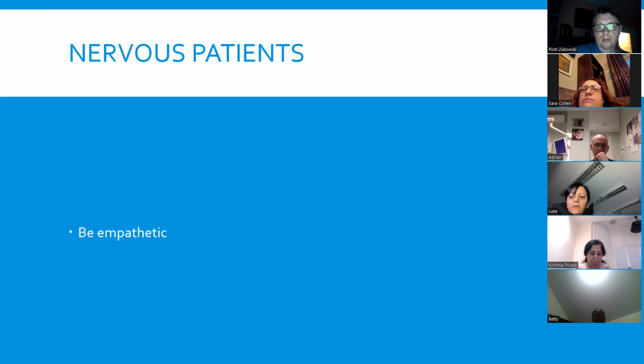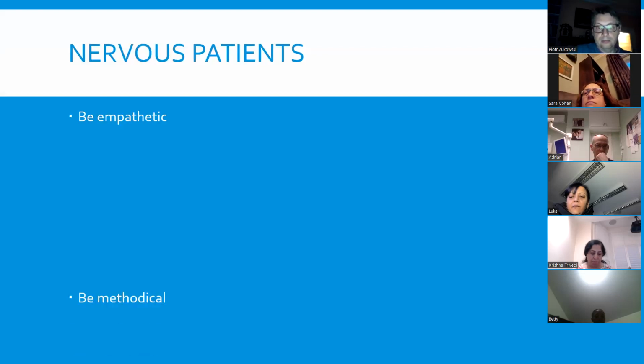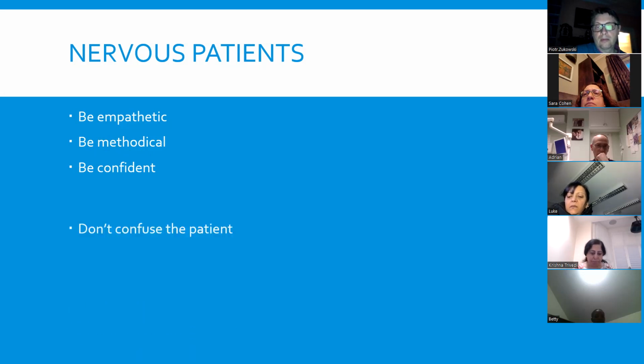So how do we treat nervous patients? We all do it. We all know how to do it. But just some points. Be empathetic. Understand them. Be methodical. Follow the plan. Make sure you're taking all the tests. Make sure you know what you're doing. Be confident. Sometimes you've got to tell them this is what you need. I know it's going to be a bit uncomfortable, but I want to help you.